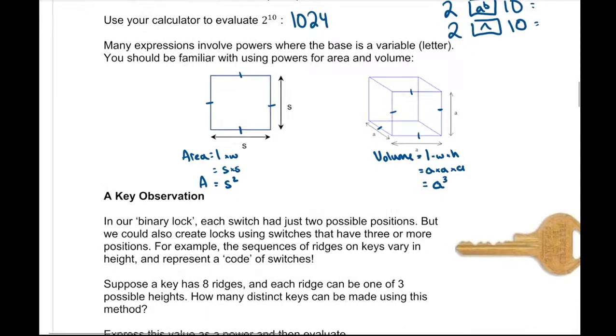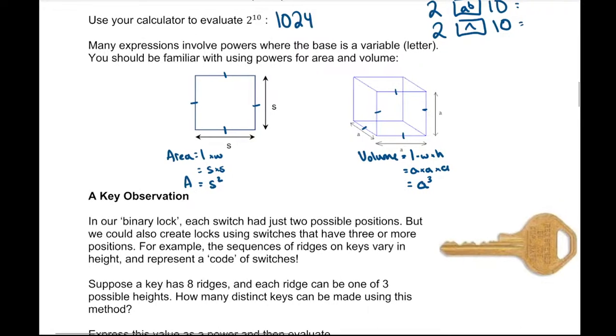So in our binary lock, each switch just had 2 possible positions, right? Up and down. But we could also create locks using switches that have 3 or more positions. For example, the sequences of ridges on keys, your normal house key, vary in height, right? If you have a key, you can see that the ridges vary in height, and those represent a code of switches. When you put the key into the lock, it puts the switches at different heights, which is the code which unlocks it.